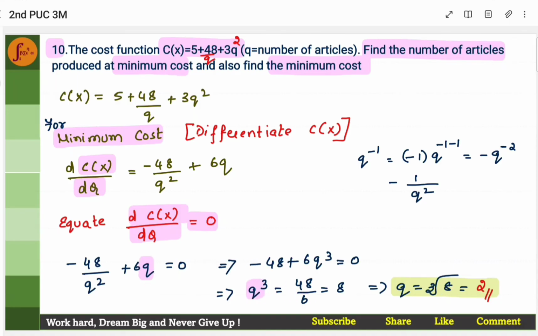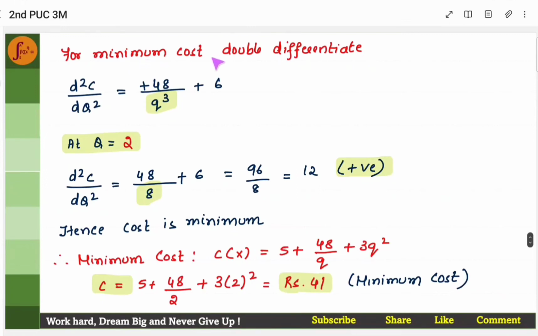Once I get the value of Q, you have to check if it is minimum or not, right? That means you have to double differentiate. Now you double differentiate, and you'll get this. Now you put the value of Q in this particular expression, so you'll check if it is positive or negative. It is positive here. Since it is positive, it means it's minimum. Remember the condition, if the double derivative is greater than 0, that means it is minimum.